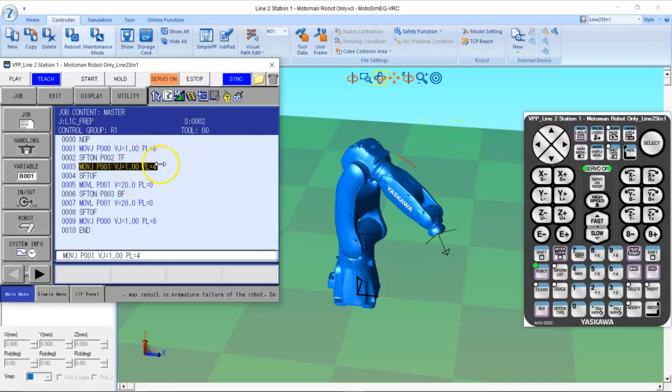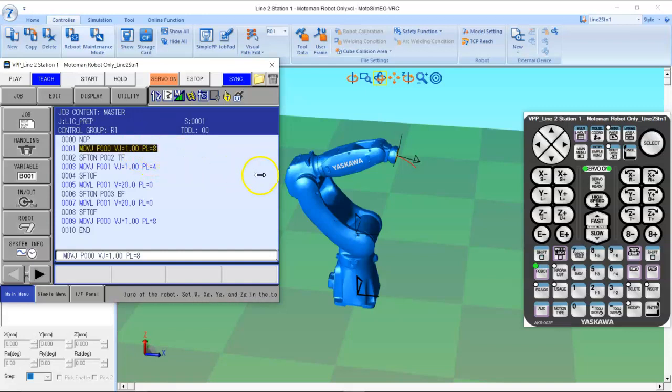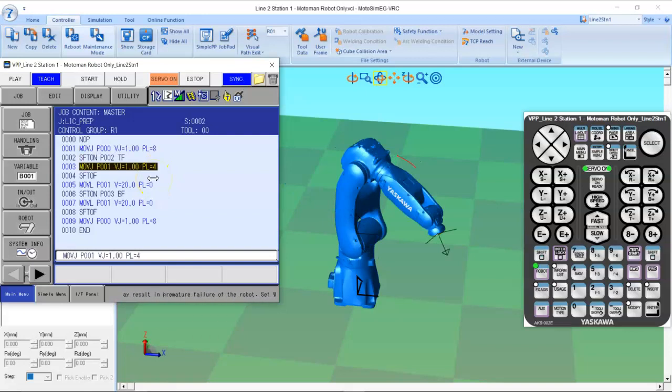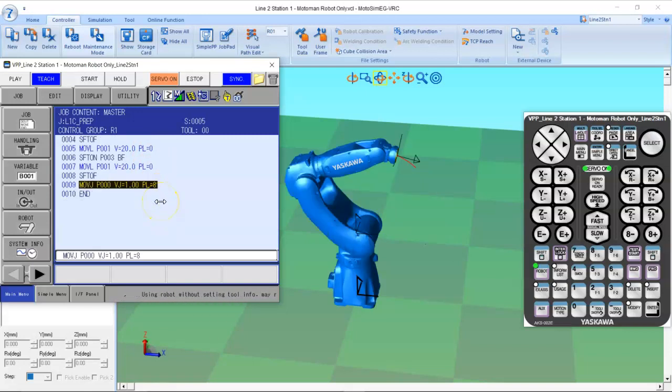I have used position level 8 for moving to the ready position, which does not have any obstacles around it. I have used position level 4 for moving to the approach position, which is a 100 millimeter offset from the pick position. Then I have used position level 0 for moving to the pick position, and again position level 0 for moving back to the approach position, which is offset by 100 millimeters from the pick position. And finally I have used a position level of 8 for moving back to the ready position again.